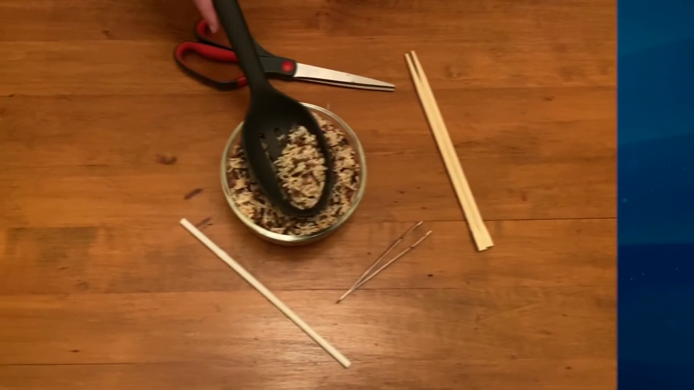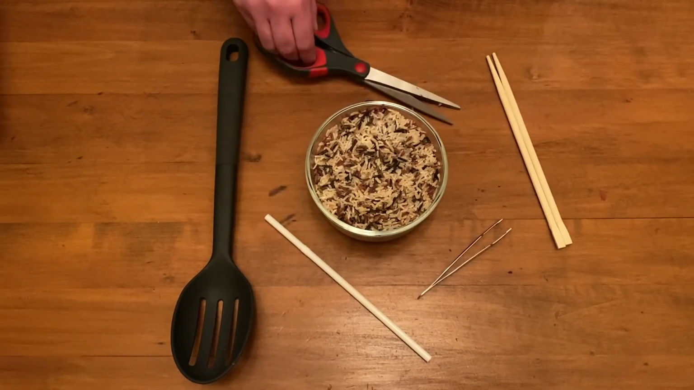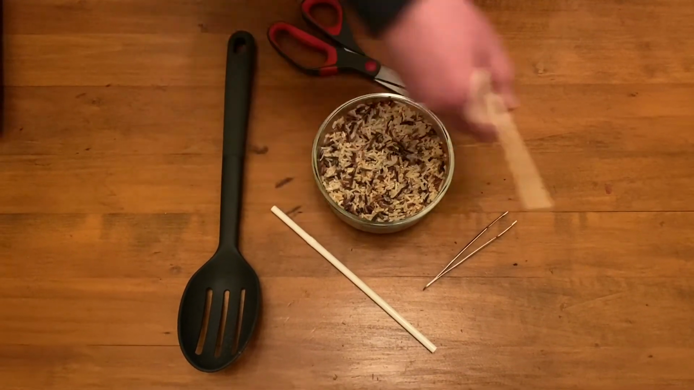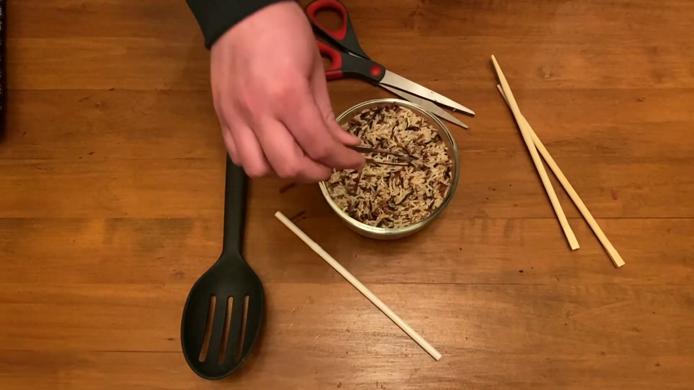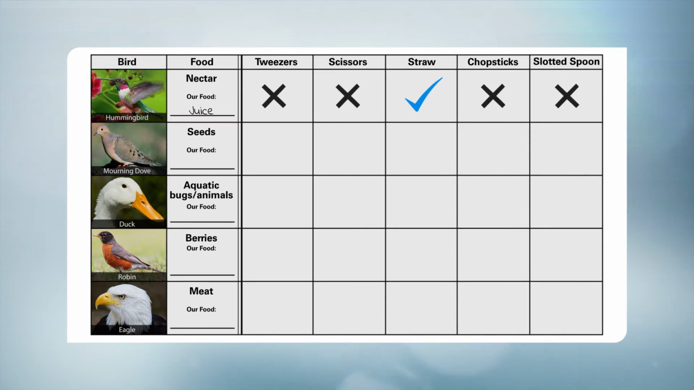Let's take a look at the tools or beaks that we have left. Try each tool and keep in mind that there may be more than one tool that works, but we are trying to find the best tool for picking up seeds. The tweezers seem to be the most effective. Grab your journal and record your data.